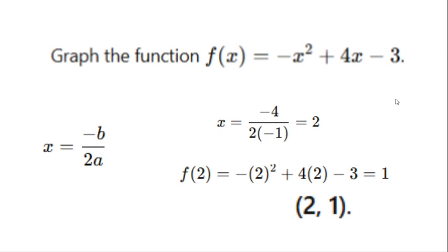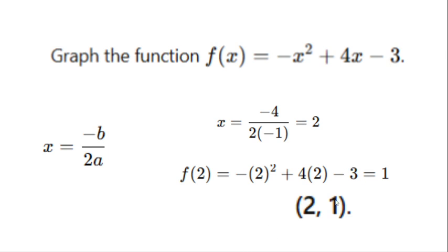Okay, the second question, which is f(x) = -x² + 4x - 3. Again, we use the formula for the x coordinate of the vertex. For this function, a = -1 and b = 4. Substituting these values in, you get this. Now we substitute x = 2 back into the equation to find the y coordinate, which you'll get this, and so basically x = 2 and y = 1.